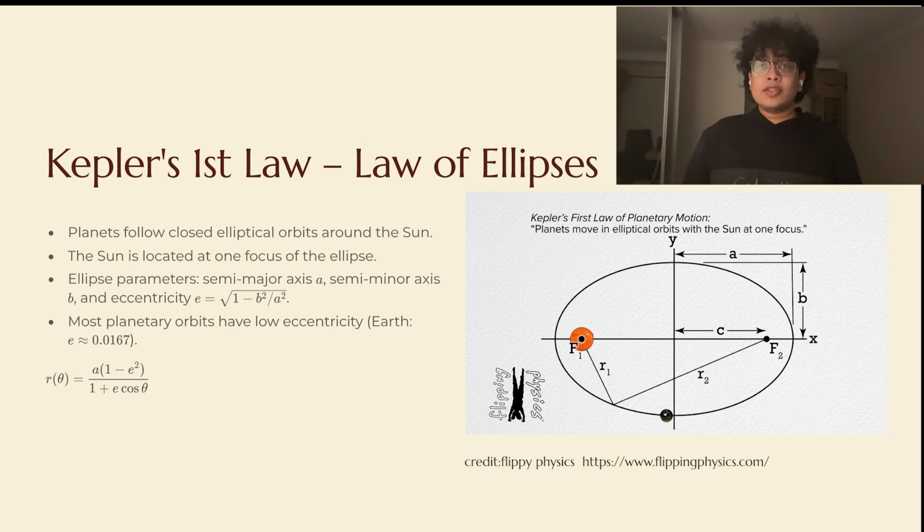Starting off, Kepler's first law is the law of ellipses, which states that every planet orbiting the Sun is in an ellipse, and the Sun itself is one of its focus points. This means that the orbits are not perfect circles.